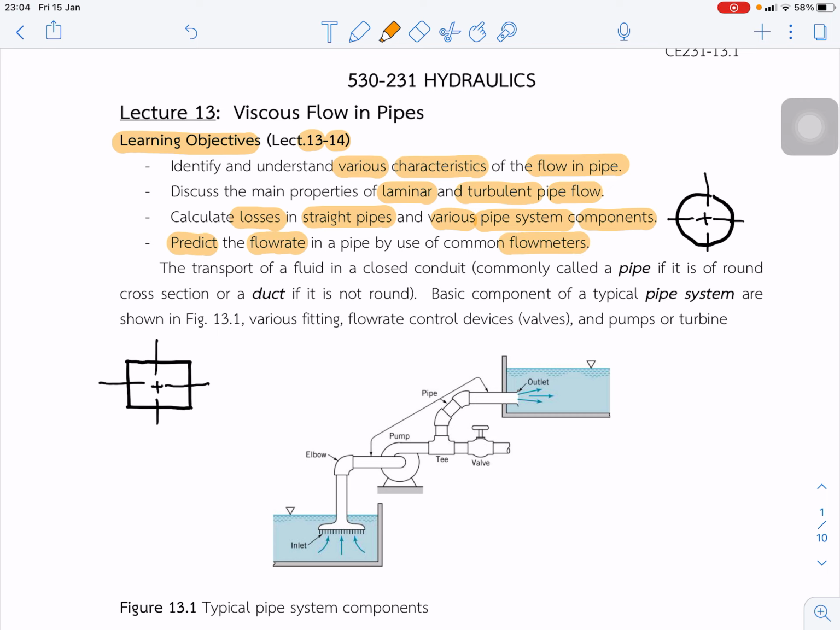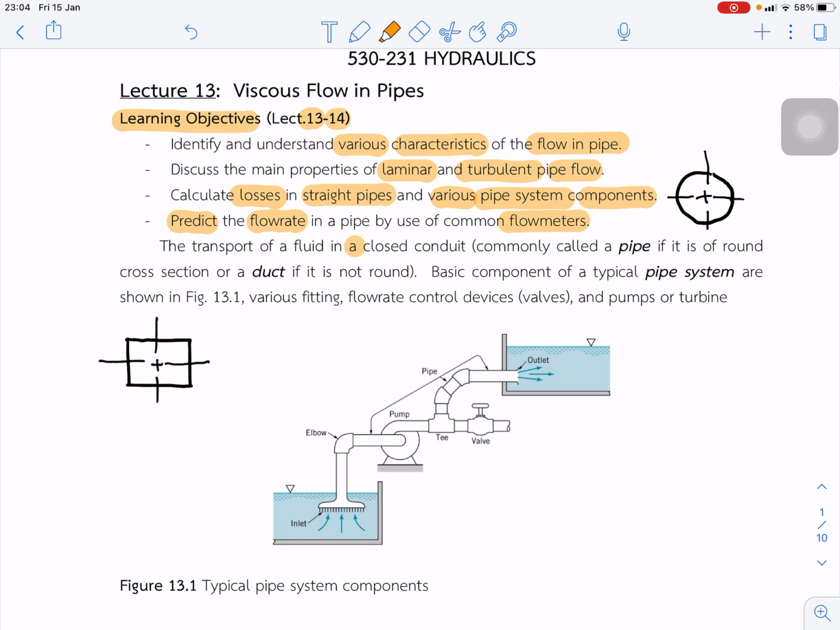To transport fluid in a closed conduit, commonly called a pipe. So that is the pipe. It is of round cross section. So this is what we call the pipe, the round cross section. If it's not round, this shape we call the duct, for the rectangle shape. Basic components of the typical pipe system are shown in the figure below. We can see various fittings, flow rate control devices, and pump or turbine.